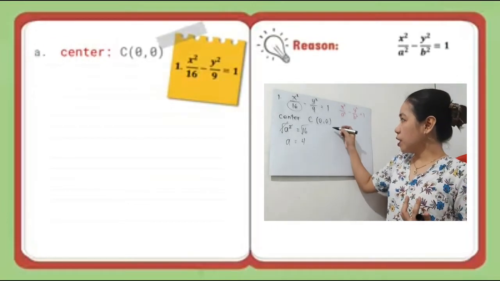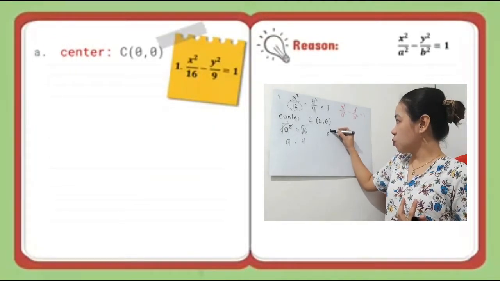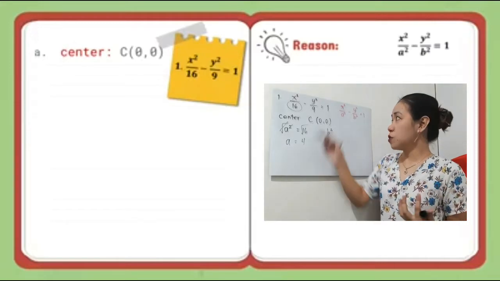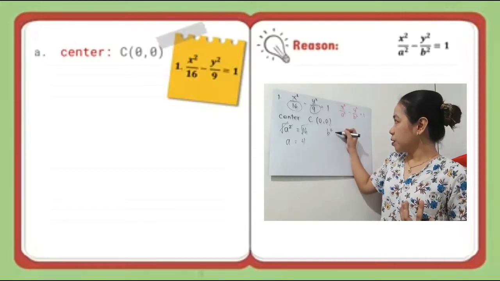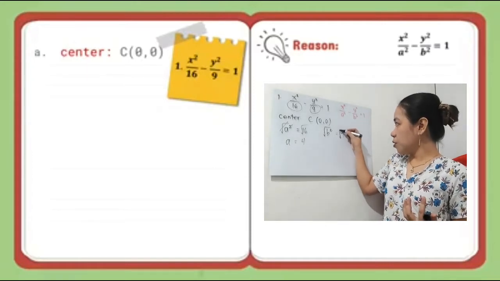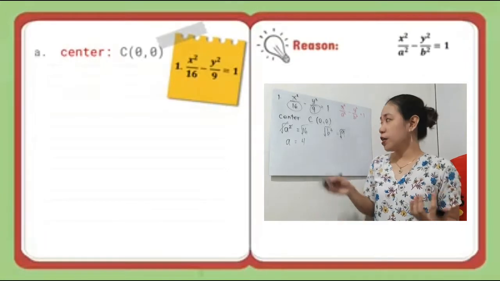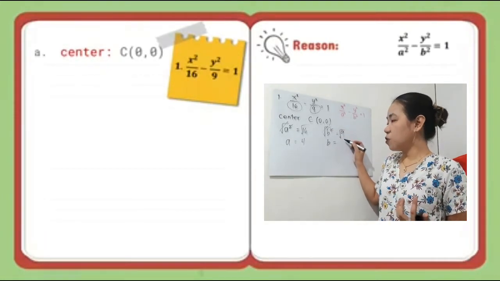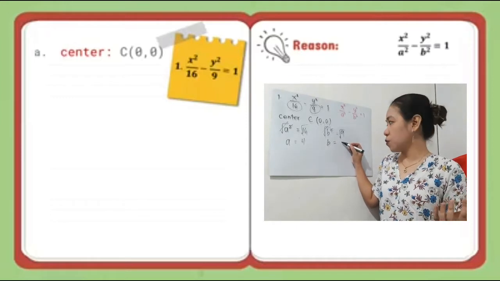And then we also have b squared in the equation, that is the denominator of y squared. So we have here 9. Therefore, b squared equals 9. Get the square root of both sides, then b is equal to the square root of 9, which is 3.